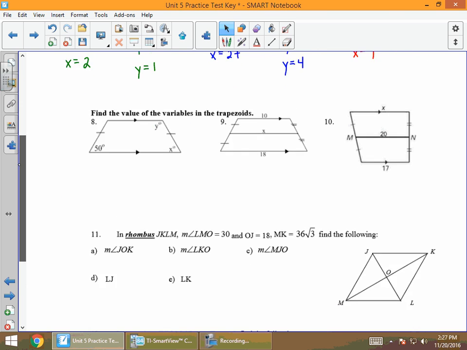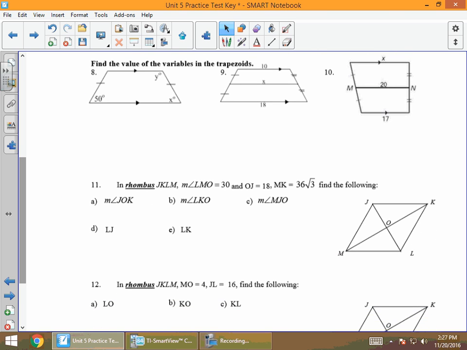Okay, going on. 8, 9, and 10 said find the value of the variable in the trapezoid. Okay, so base angles of trapezoids are congruent, so that's going to really help me find x. That's an easy one now. 50 and x have to be the same, so x is equal to 50.